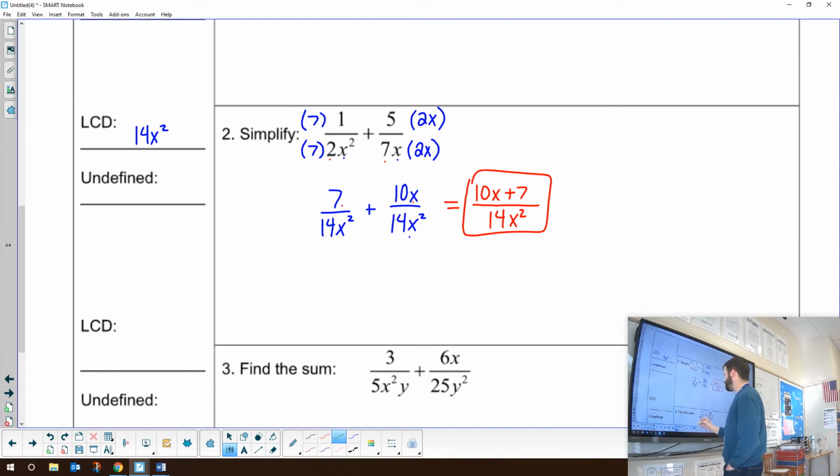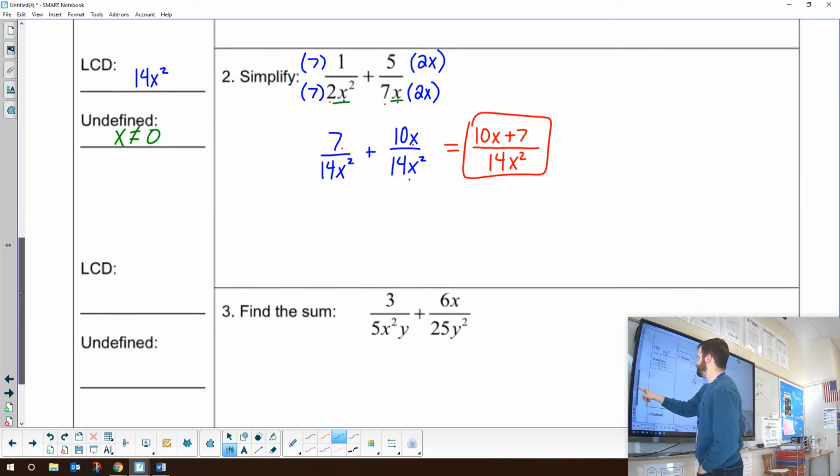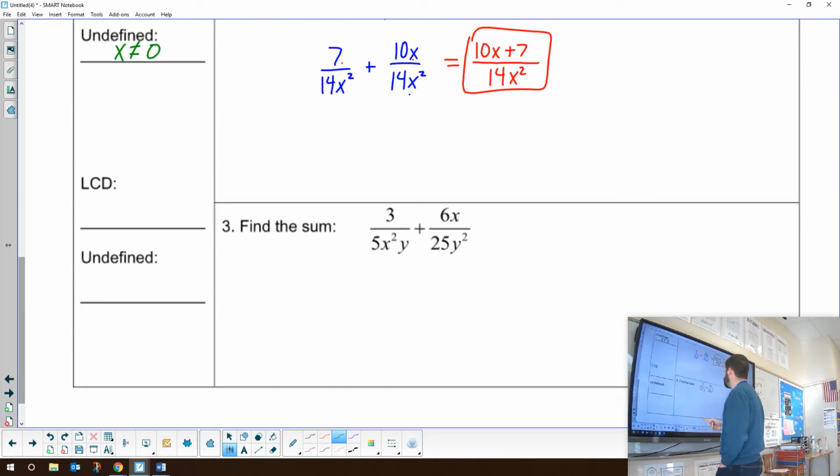All right, let's move on to my undefined. Once again, my undefined is the same. We just have our x's there, so my undefined is going to be x can't equal 0. All right, this next one, number 3.